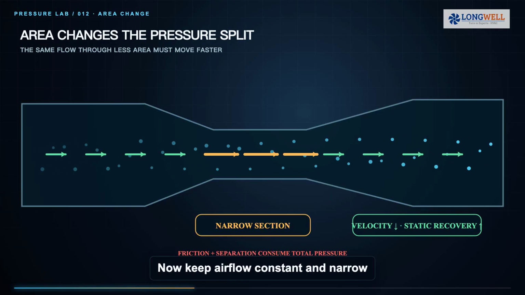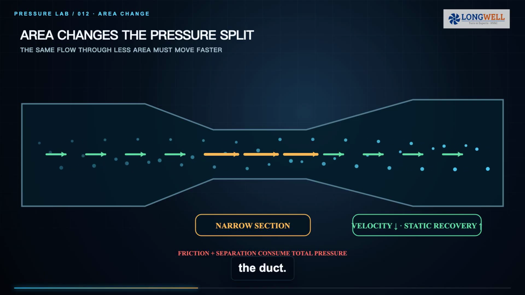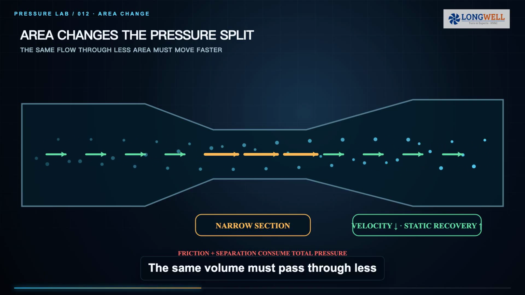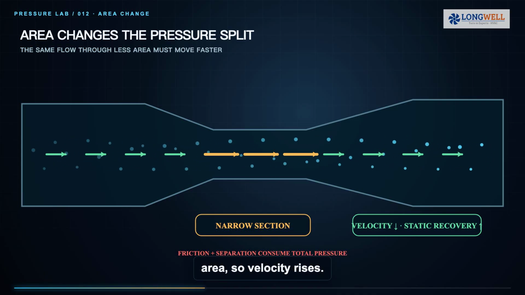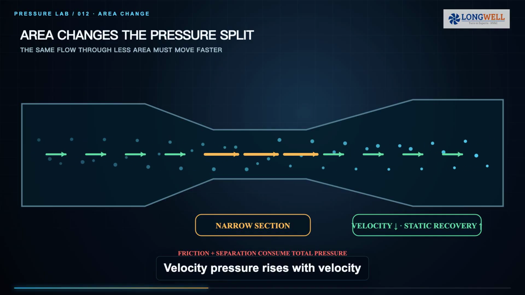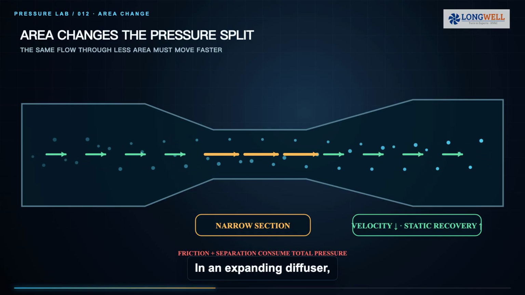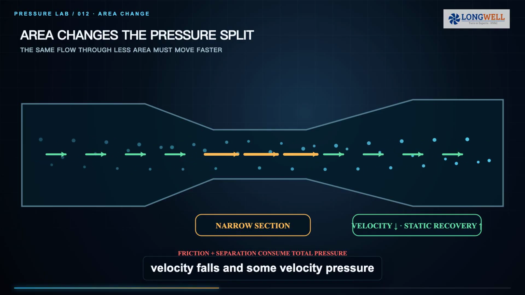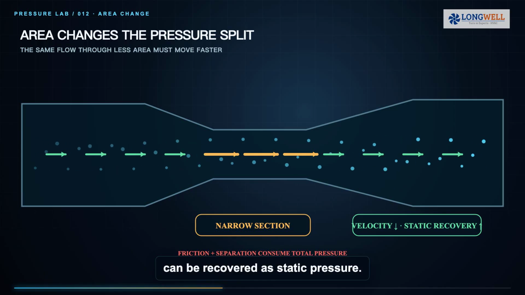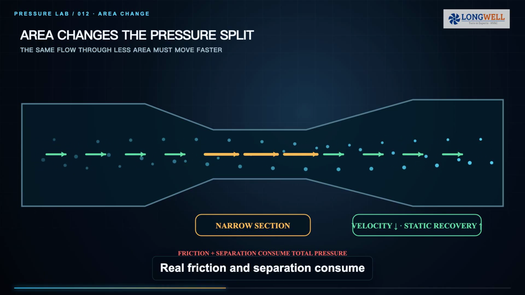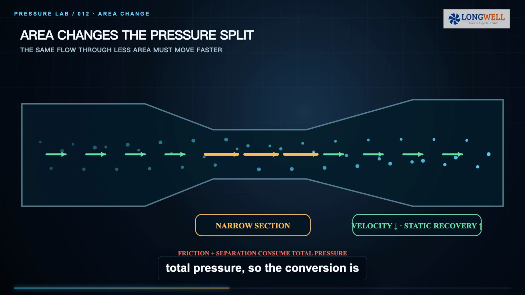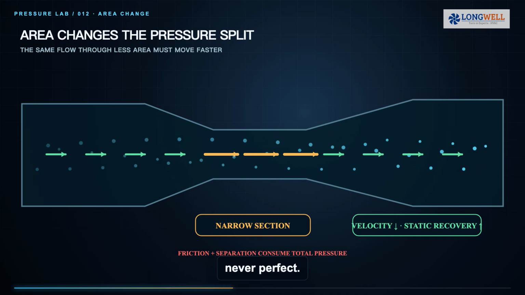Now keep airflow constant and narrow the duct. The same volume must pass through less area, so velocity rises. Velocity pressure rises with velocity squared. In an expanding diffuser, velocity falls and some velocity pressure can be recovered as static pressure. Real friction and separation consume total pressure, so the conversion is never perfect.